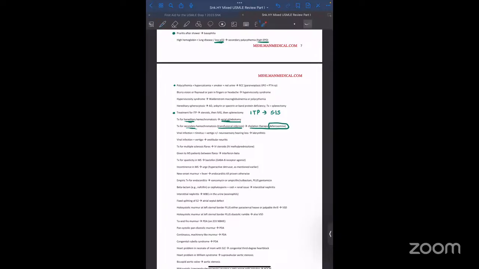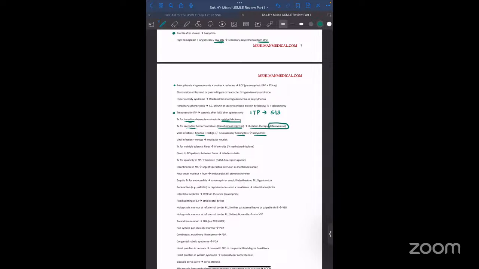Then viral infection plus tinnitus plus vertigo plus or minus neurosensory hearing loss is labyrinthitis. Viral infection plus vertigo is vestibular neuritis. So the difference is the tinnitus and maybe plus or minus hearing loss.